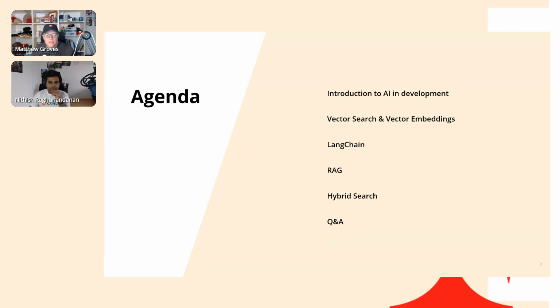We're going to talk about vector search and vector embeddings, how those work, just the fundamentals of those. We'll talk about LangChain, how to use the LangChain framework, and some demos of that. We'll do a RAG demo as well after that, and then we'll finish up with a hybrid search demo towards the end. And if you don't know what that is, I'll let you know more details about that.